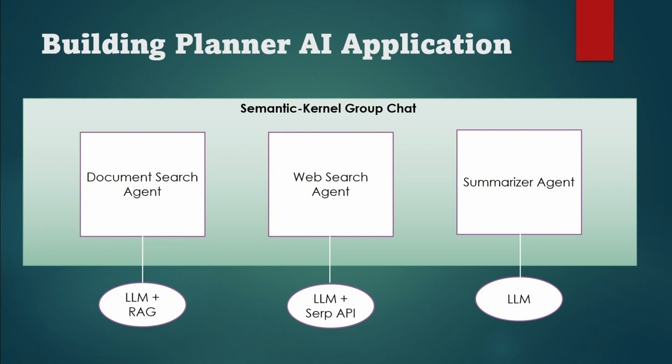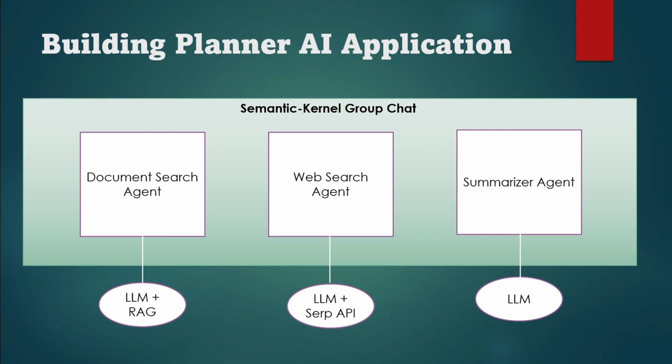One of the agents will be the document search agent, and we are applying RAG on it. We'll upload the documents related to building permit and planning permit, and then we'll vectorize those documents. Whenever we ask any question, first this document search agent will look through the documents and provide the answer. Another one is a web search agent, which will do the web search and provide the answer related to the question which has been asked by the user.